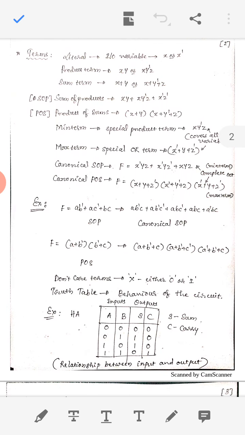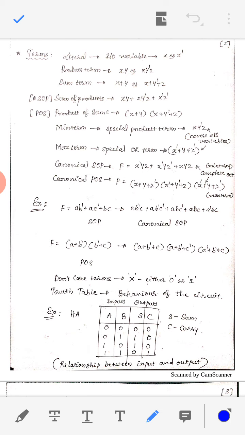The next, once we know the design and the definition of the combinational circuits, then we need to know some of the terminologies in digital systems. Okay, so what are the terminologies? First is literal. Literal in the sense the variables. Okay, it can be x and x dash. So x dash in the sense the complement of x. Literal, so that is the variable, it can be input or output.